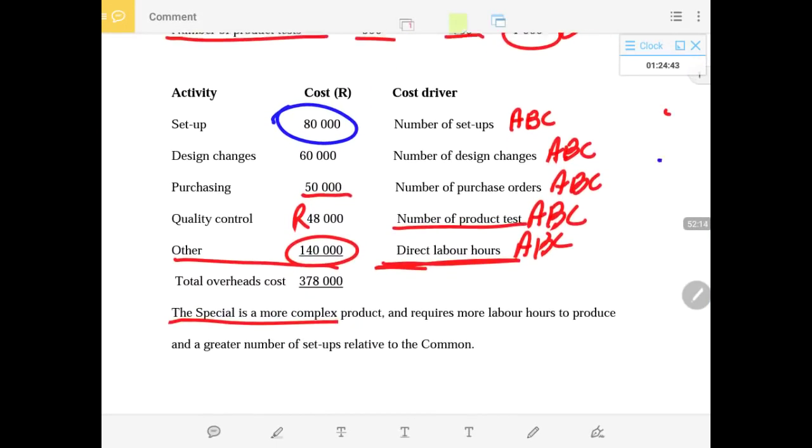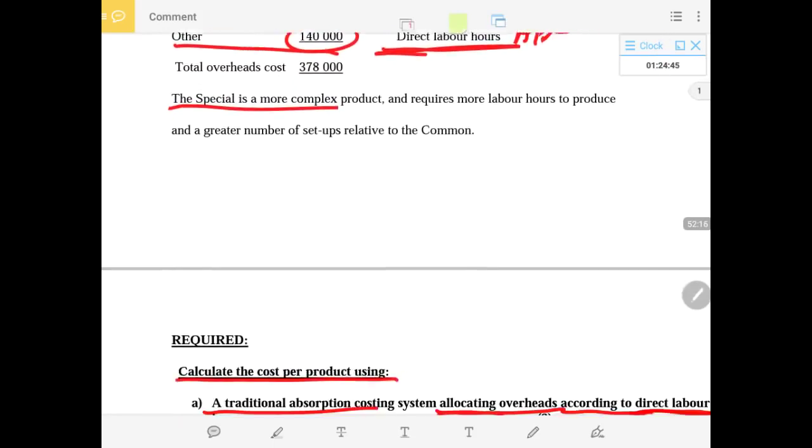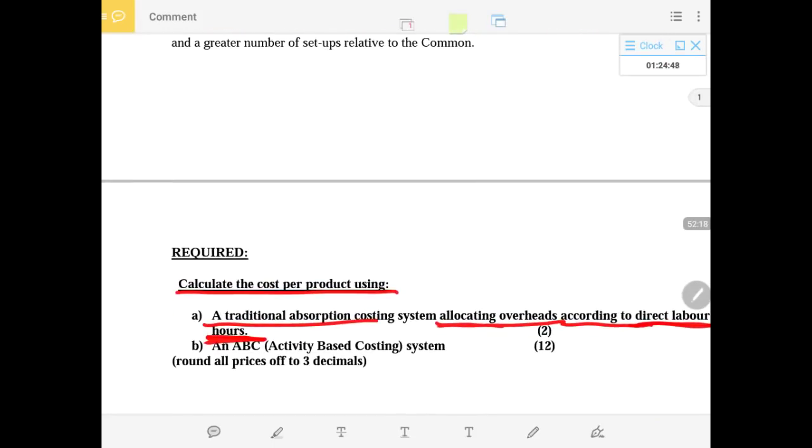And I hope you have understood something in terms of the topic of ABC. I will come again with another question on ABC.